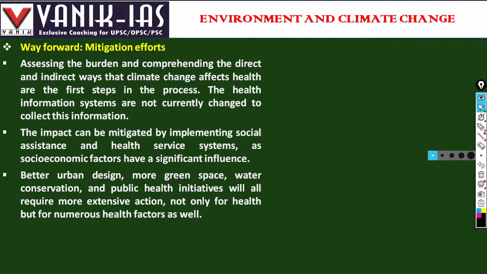Assessing the burden and comprehending the direct and indirect ways that climate change affects health are the first steps in the process. The health information systems are not currently changed to collect this information. The impact can be mitigated by implementing social assistance and health service systems, as socioeconomic factors have a significant influence.